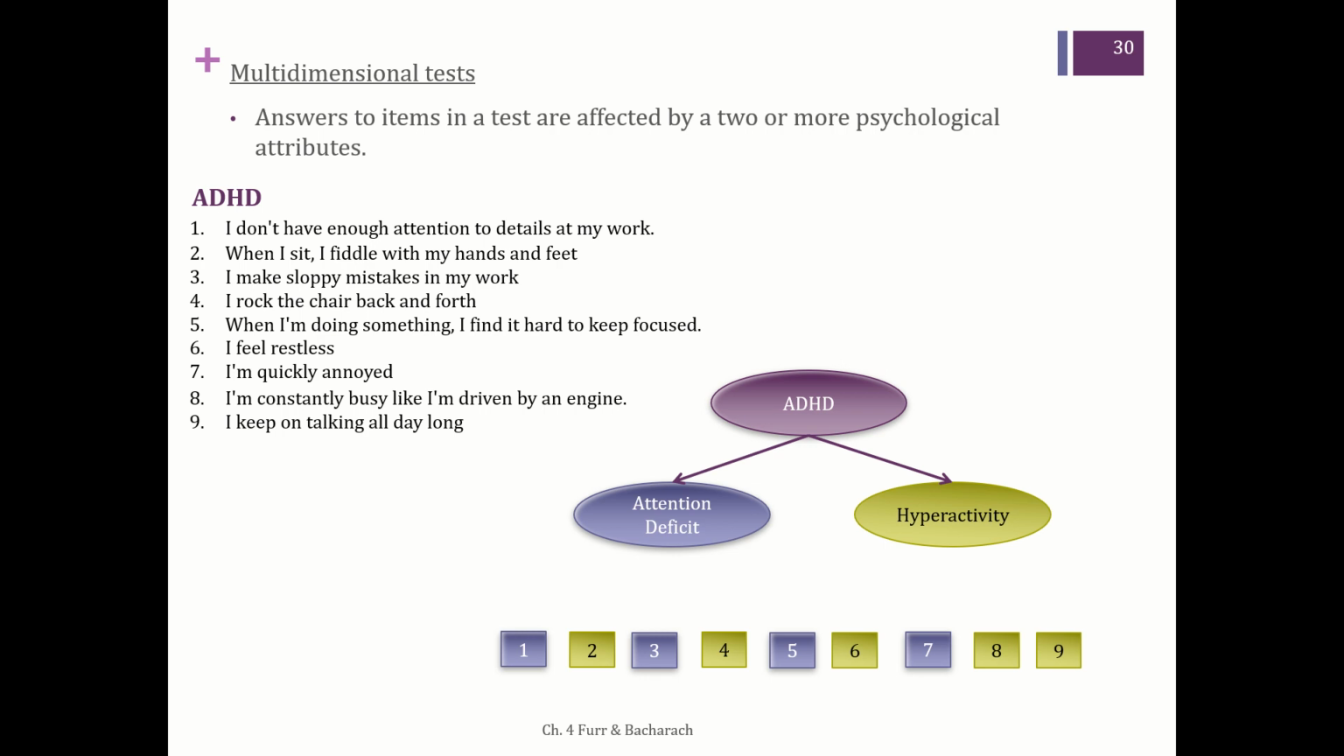Now, based on the theory about ADHD, it makes sense to think that in this case, the items of our ADHD questionnaire should load on 2 factors, right? They should load on an attention deficit factor and they should load on a hyperactivity factor. So here, based on theory, we would expect there to be 2 factors. There might be an overall factor above that, ADHD, but the items load on 2 factors, attention deficit and hyperactivity.